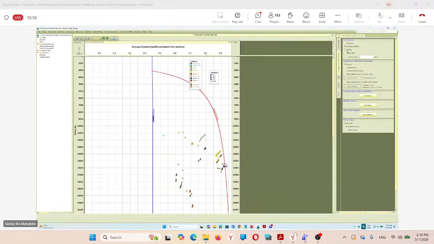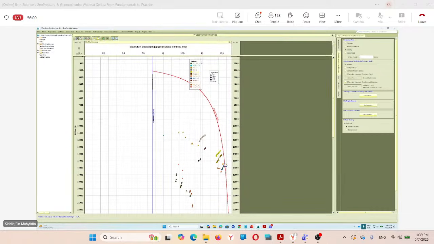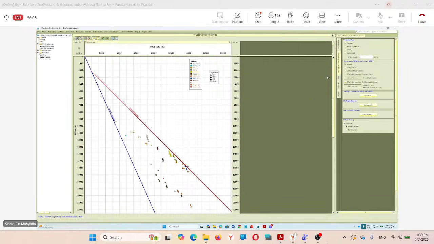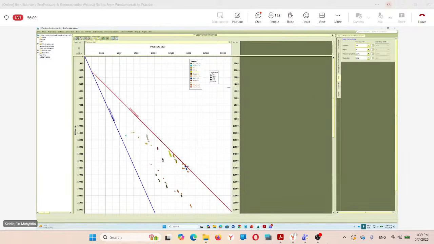I changed it to density. Now it's showing in PPG. So my driller would understand this better as well. I'm going to turn back to pressure. In terms of unit as well, it's quite powerful. I'm showing this in PSI, but if you talk to people in a different region, they might want to see it in MPa, for example. So you can change it accordingly.